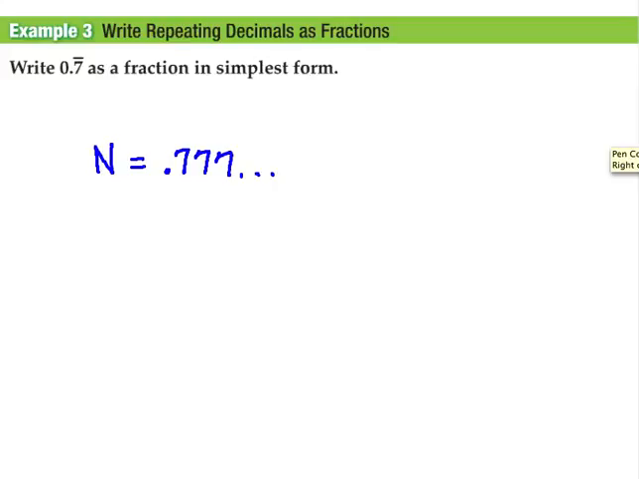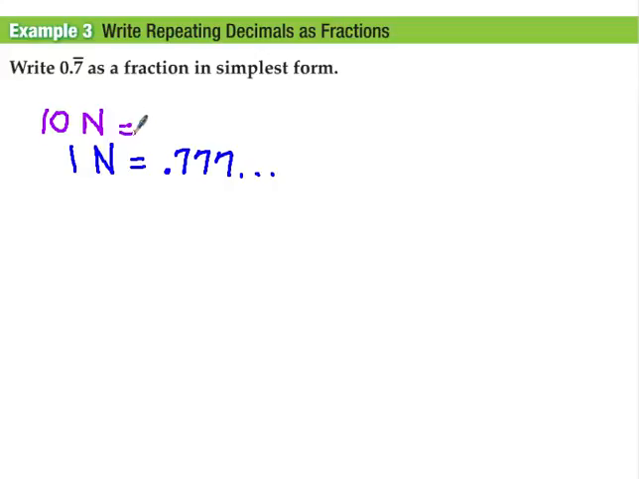How many digits repeat? So basically, if you're figuring out how many digits repeat, you're going to look at the line. How many numbers is the line over? 1. So 1 digit repeats, right? So that means I'm going to add a 0 to this. Since this was just n, this really is 1n, right? So if you add a 0, what does that number become? If you add a 0 right here, it becomes 10.